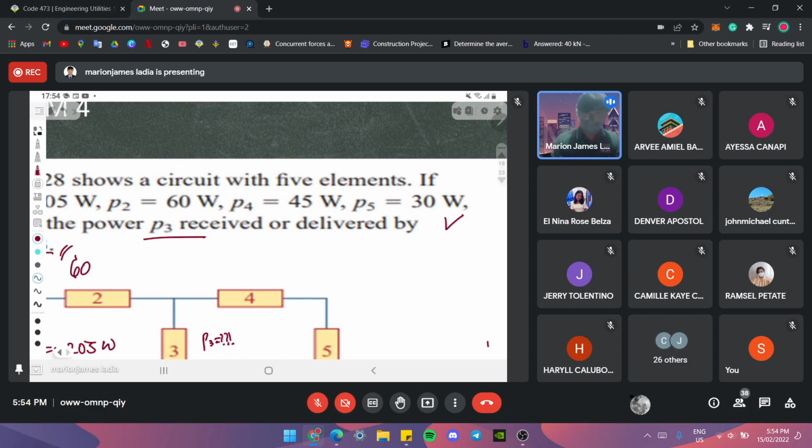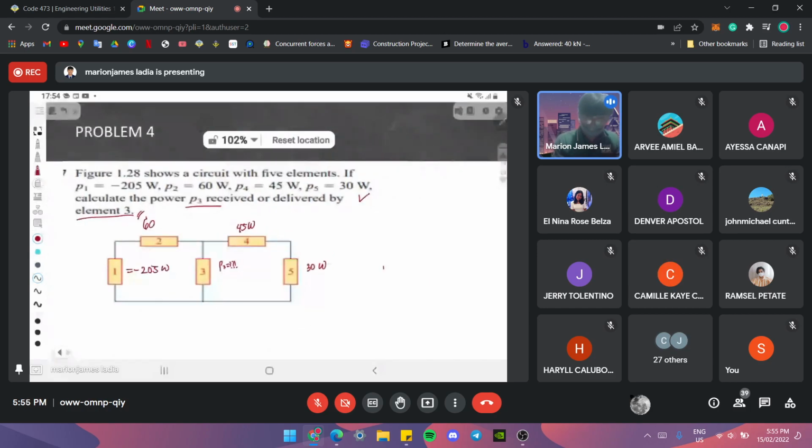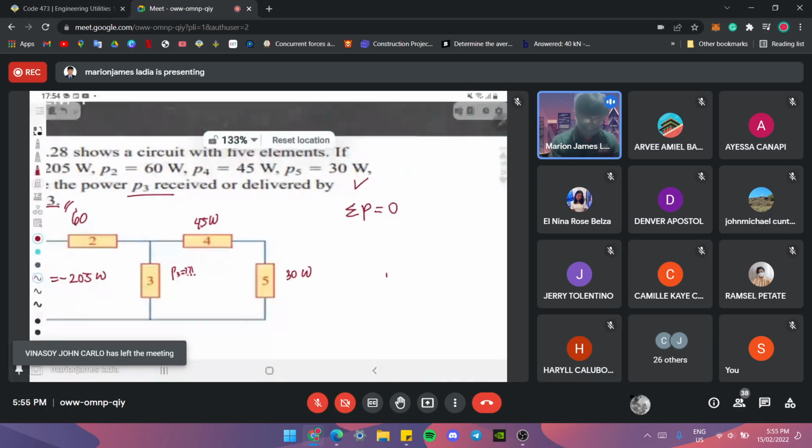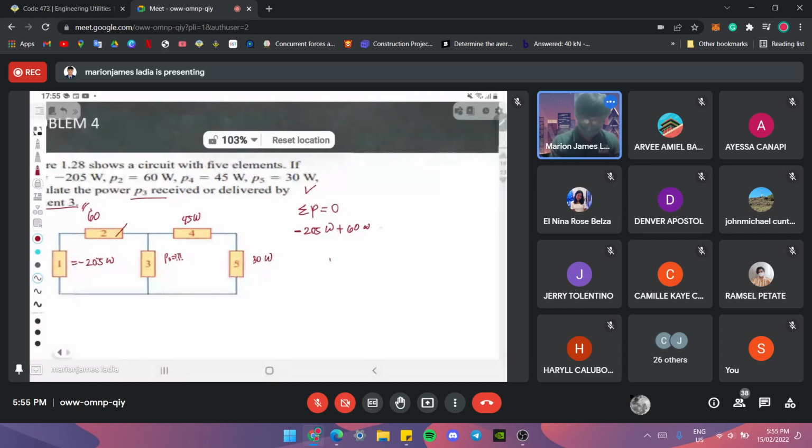Parallel man or series ang circuit, pag tinatanong yung power, summation agad, kasi nga conservation of energy tayo. So P4 is 45 watts and then yung P5 natin is 30 watts. Okay? So dito natin i-apply yung summation of power is equal to 0. Right? So from here, you will see that we have negative 205 watts plus our power 2, which is equal to 60 watts. Okay? Plus our 45 watts plus our P3, which is unknown, and plus our 30 watts.